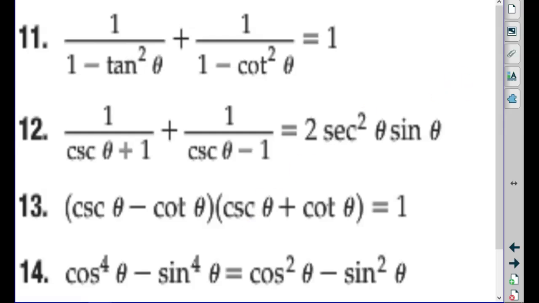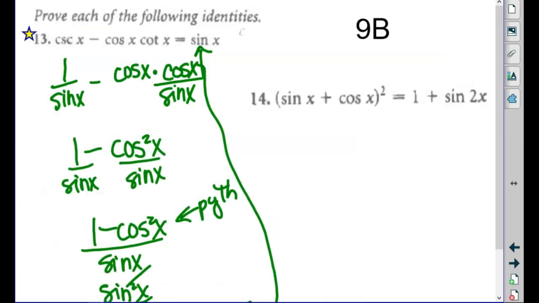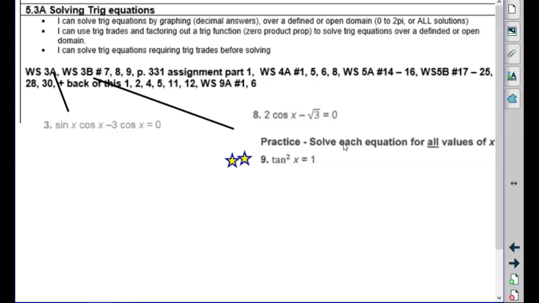All right, did anybody have a homework question off 5.1 or 5.2? No? Okay. Then I'm going to move on to 5.3. This is just a practice question.